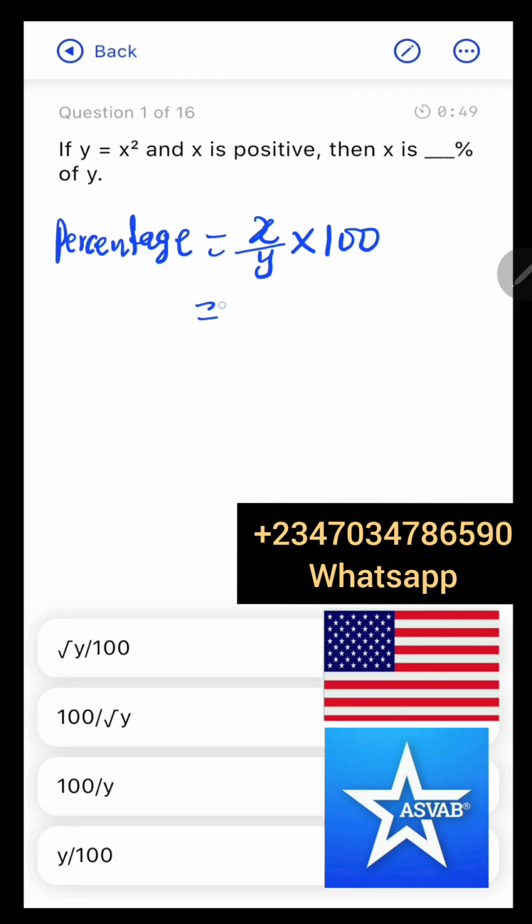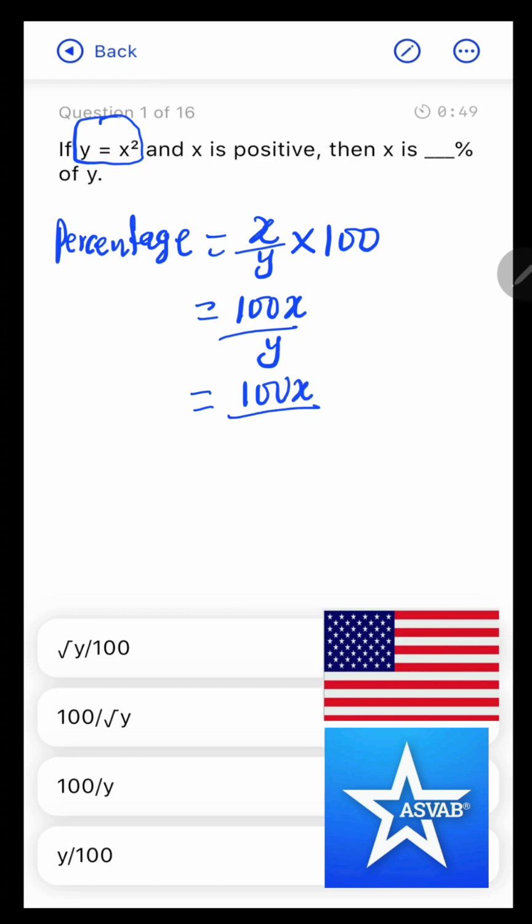So what are we going to do next? We just simplify. X multiplied by 100 is going to give us 100x over y. But from the equation from here, as you can see, y is the same as x squared. So in place of this y, we're going to replace x squared. So this is going to be 100x over, in place of y, we just replace this value from the equation, which is x squared. So this x is going to cancel one of these x. It will remain only 100 over x. But if you look at the options, this is not in the options.